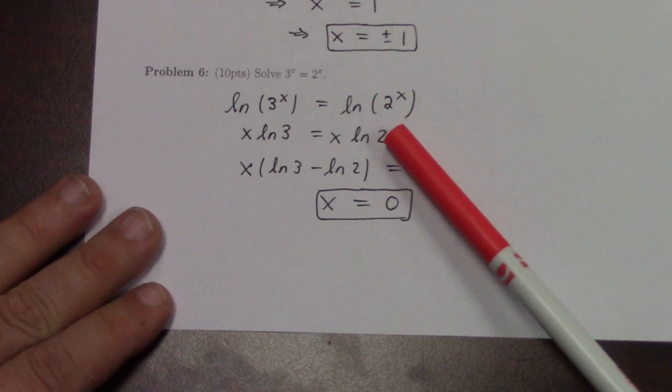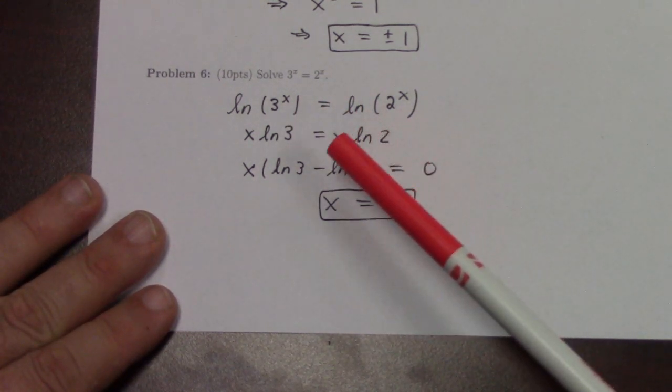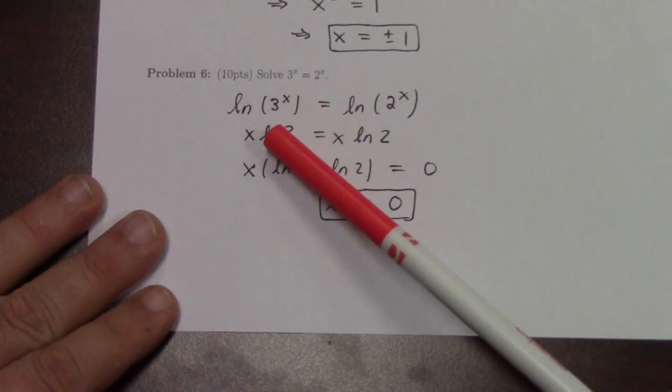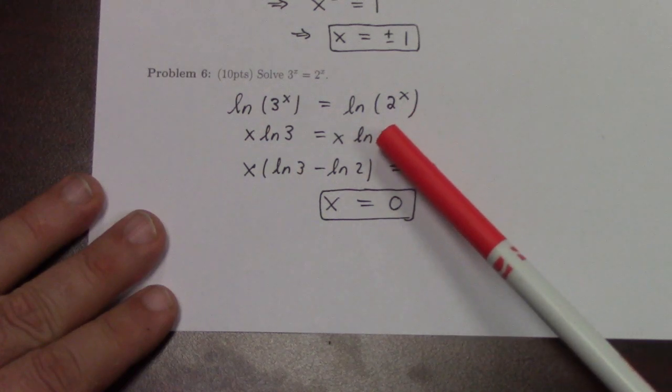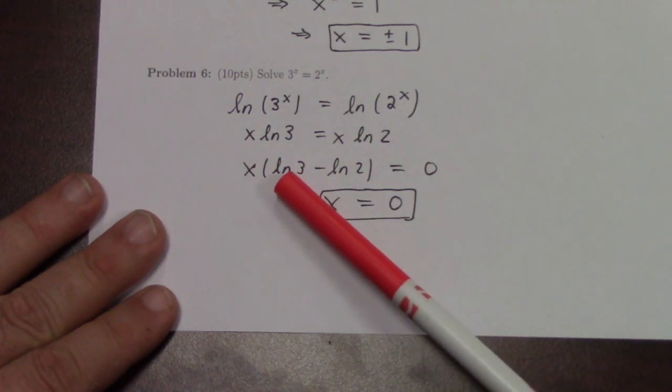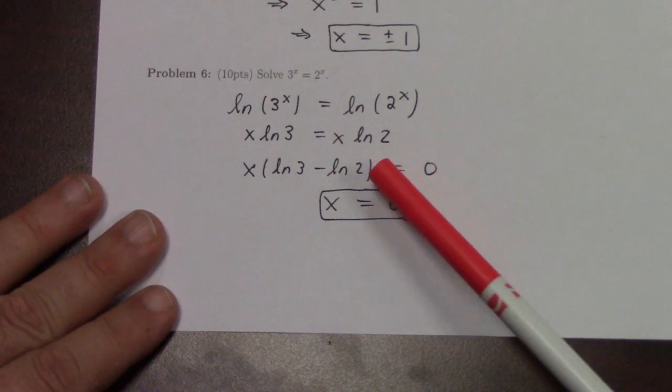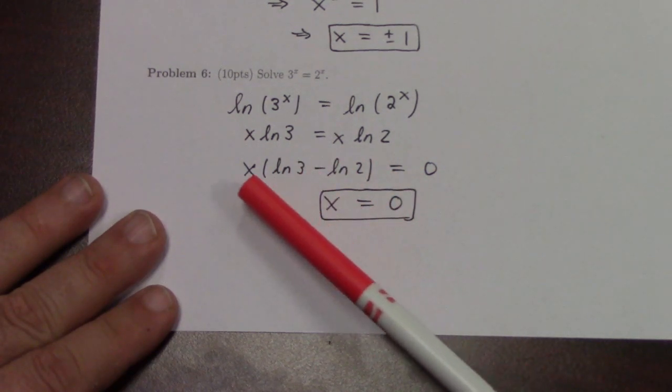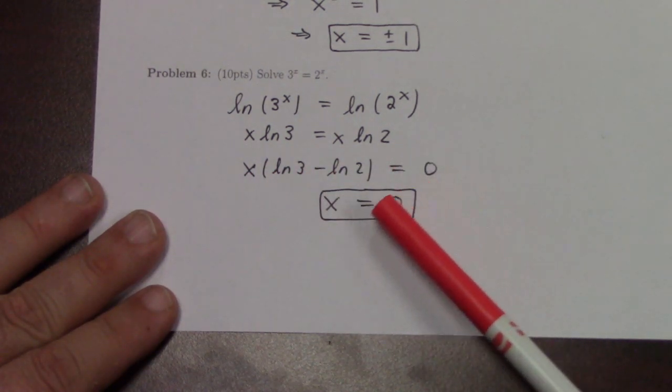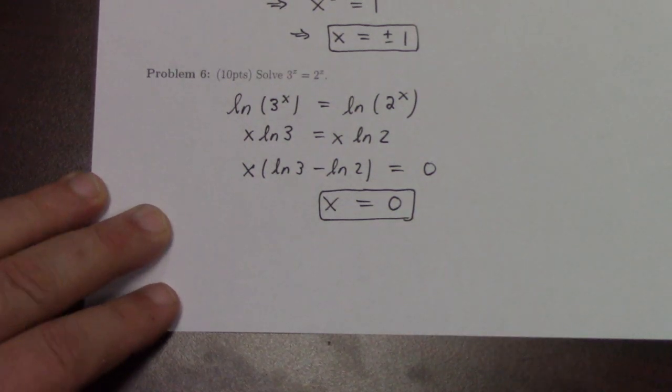Problem 6, we take the natural log of that equation. There's other ways to do this, but that's how I did it. Take the natural log of both sides. That pulls down log 3 on the left-hand side, log 2 on the right-hand side. And then I get x times the difference of log 3 and log 2. But that's a non-zero number. X times a non-zero number equal to 0, therefore x must be 0. X equal to 0 is the solution there. That's that.